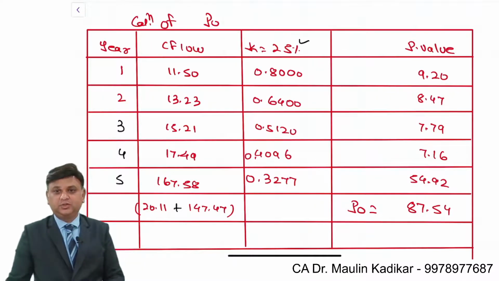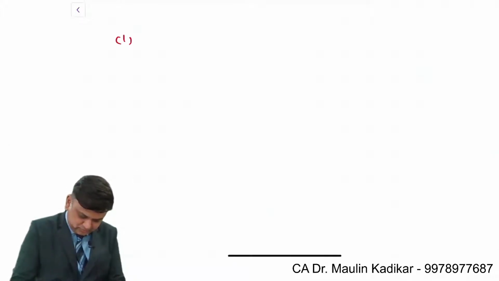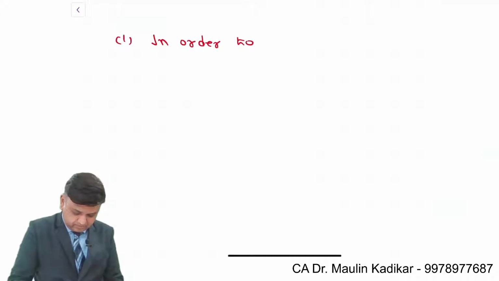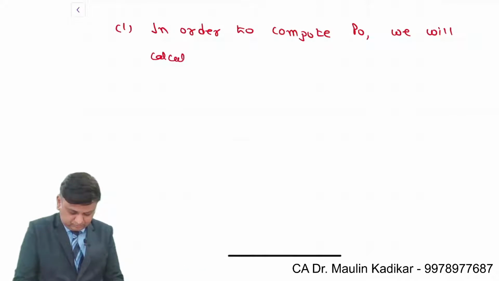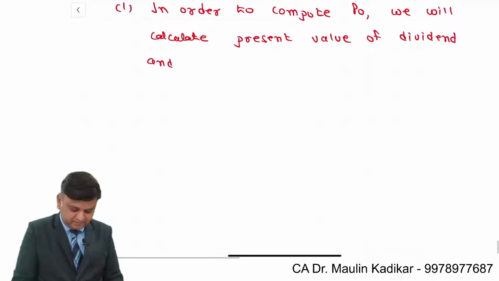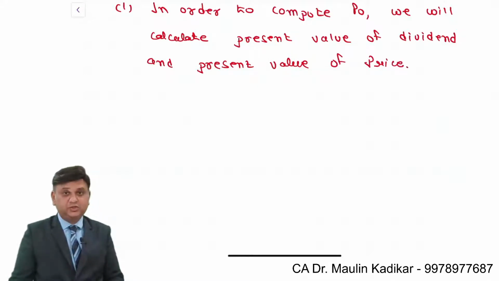So write down a note for the answer. First one, write down: In order to compute P0, we will calculate present value of dividend and present value of the price.